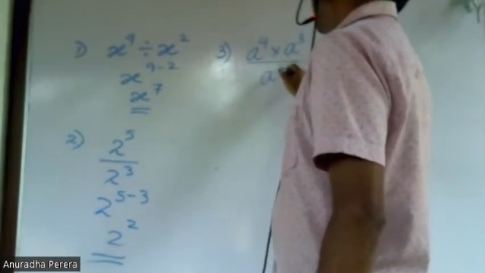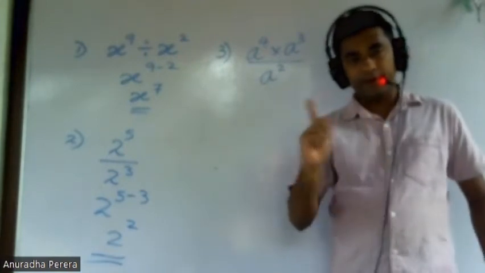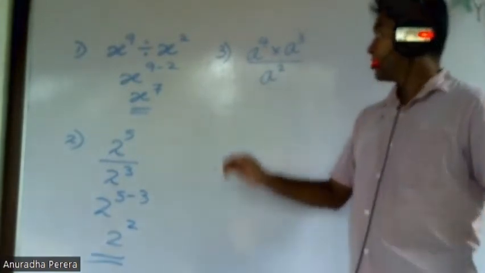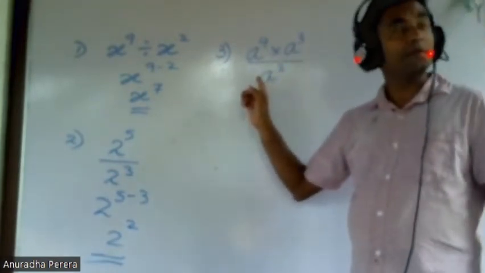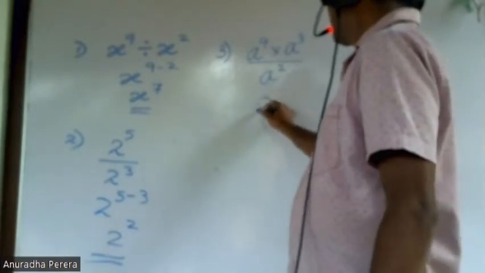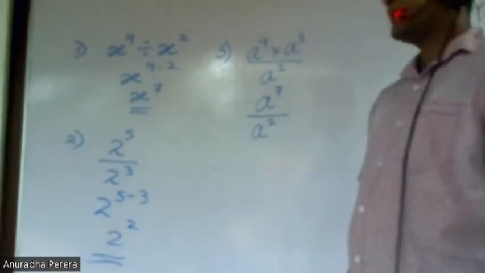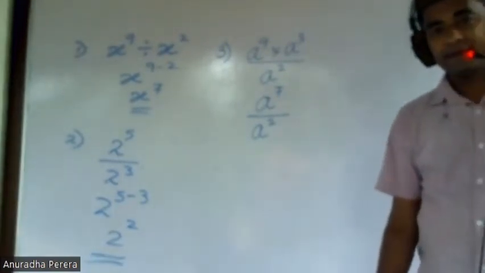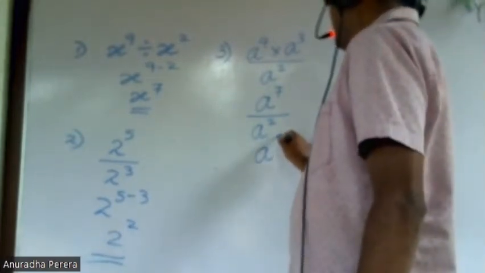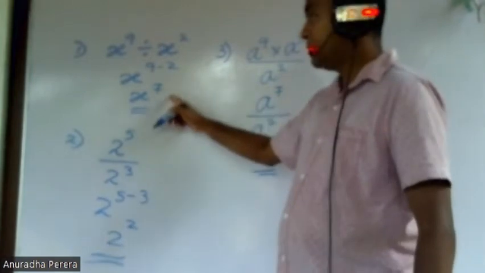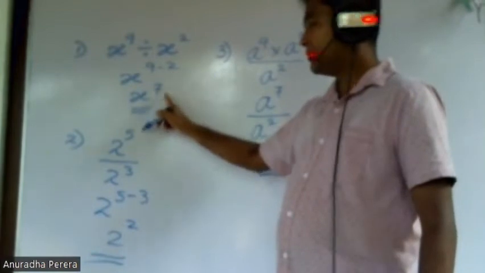Then how to do this? When doing this type of question, first find the value of the numerator, then divide it. A to the power 4 times A to the power 3. Tell me what is the value of the numerator? Yes, A to the power 7. Then divide it by A to the power 2. Tell me what is the final answer? Yes, A to the power 5. Directly, you can write it. You do not need to write this step. Directly, you can write the answer.